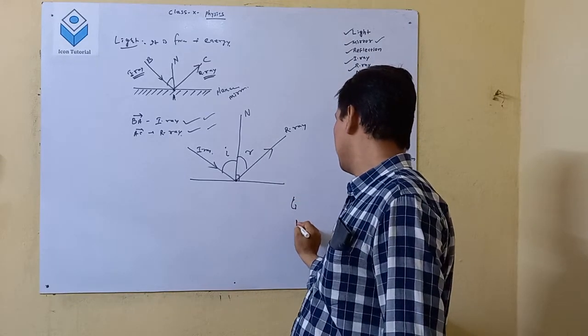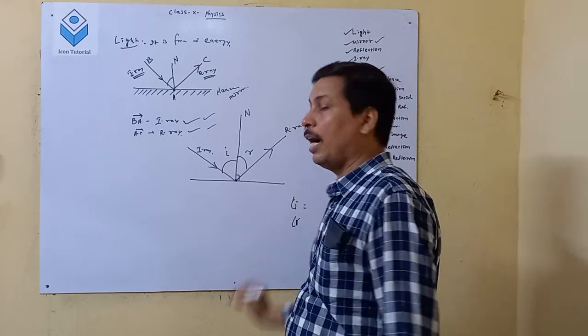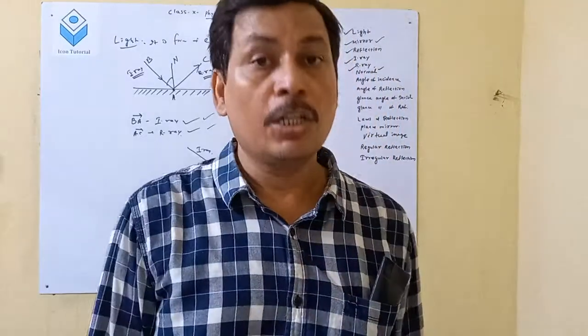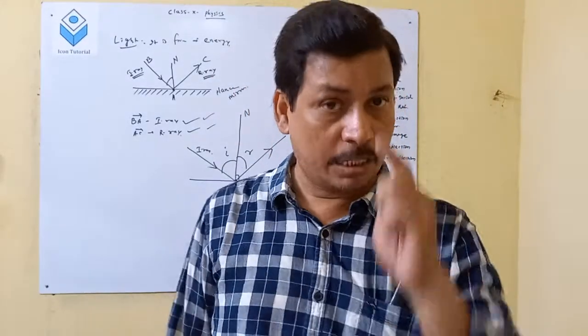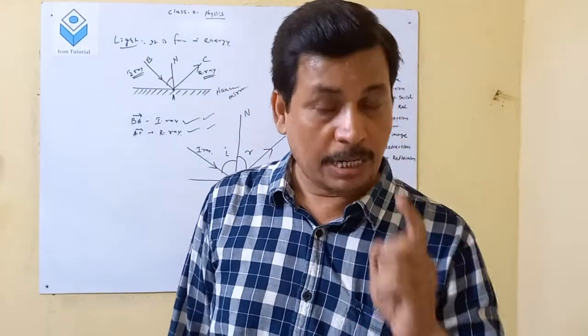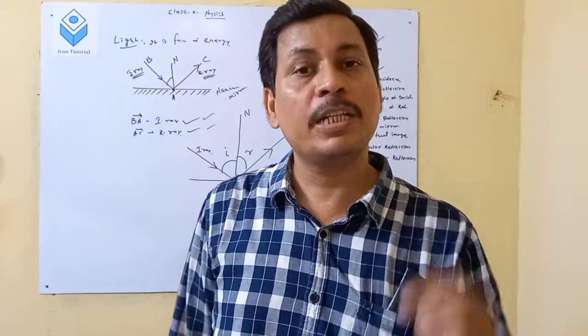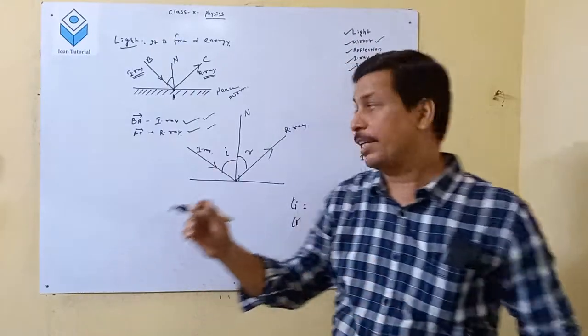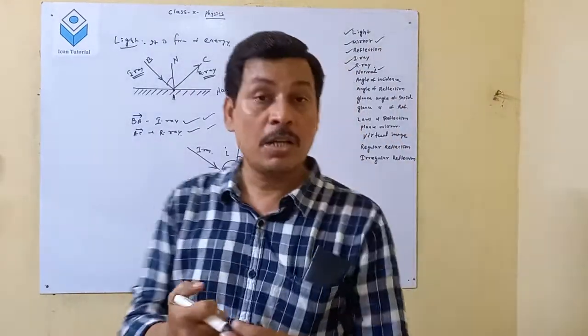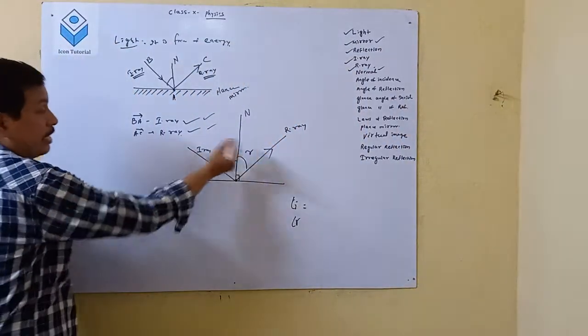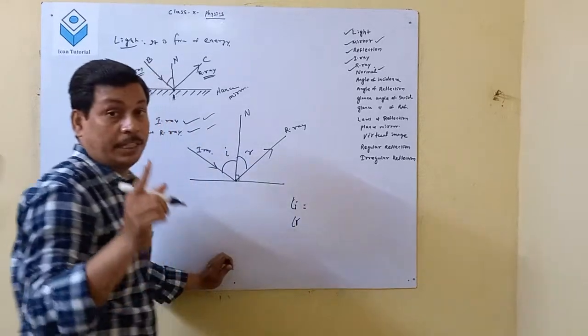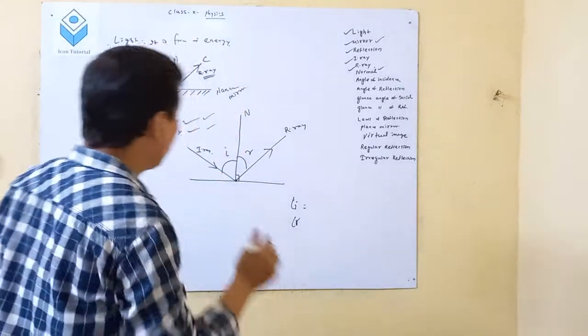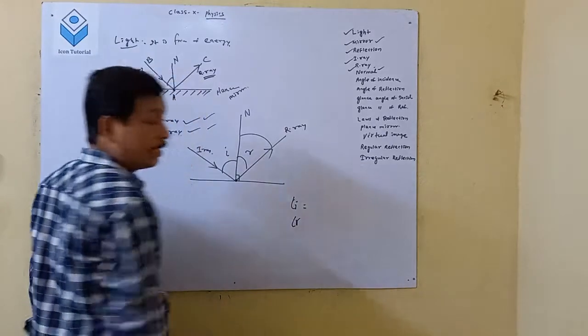This is the I angle and R angle. So what is angle of incidence? The angle between the incident ray and normal is known as the angle of incidence. And the angle between the reflected ray and normal is the angle of reflection, I angle, R angle.